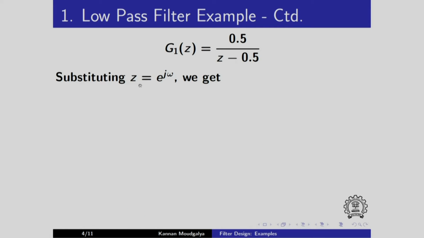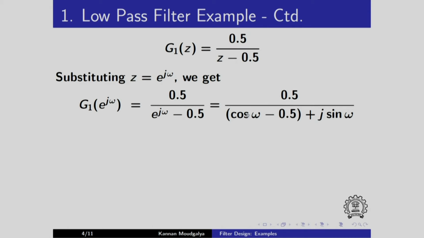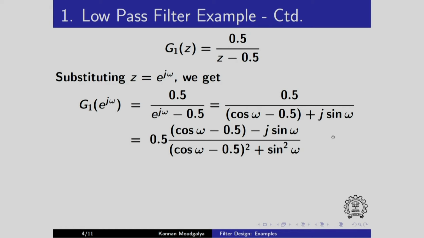Let us substitute z equals exponential j omega. Why do we do this? Recall the way we defined z transform. We take z transform and substitute z equals exponential j omega. So we get g1 of exponential j omega. In the place of z, you substitute exponential j omega. Let us simplify this, expand this into cosine and sine as given here, and separate real and imaginary parts, multiply by complex conjugates. One can simplify to get this.